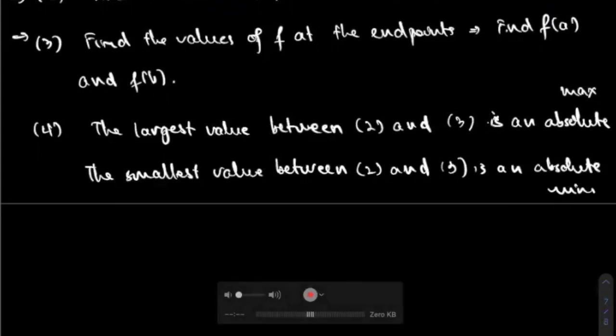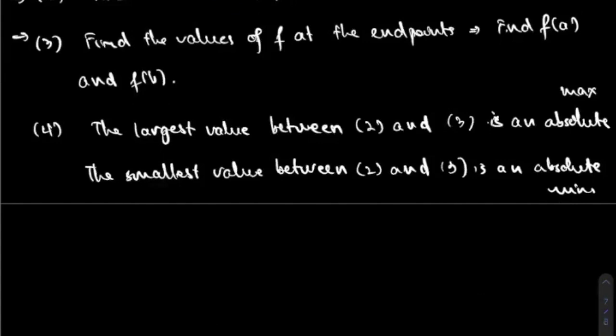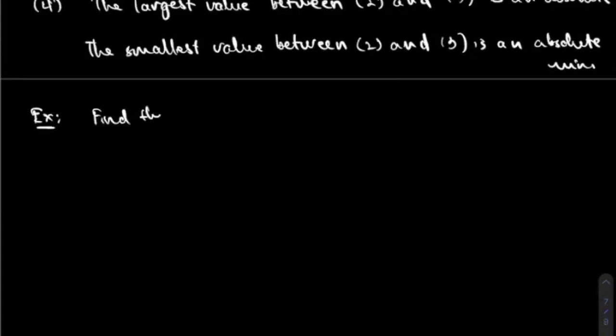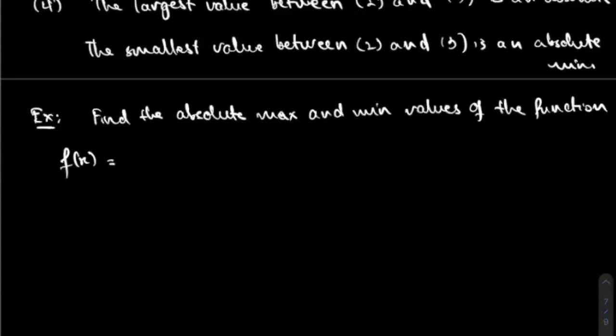All right, so let's look at some examples here. Let's find the absolute maximum and minimum values of the function f of x equal to 12 plus 2x squared minus x to the fourth on the closed interval 0, 2. Right, the first step is to determine the critical numbers.